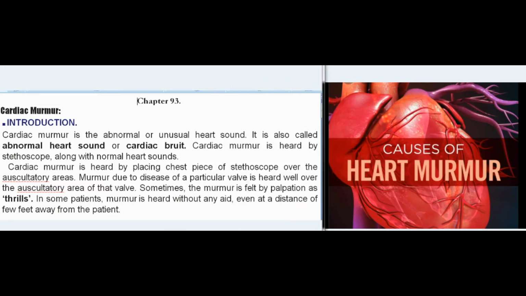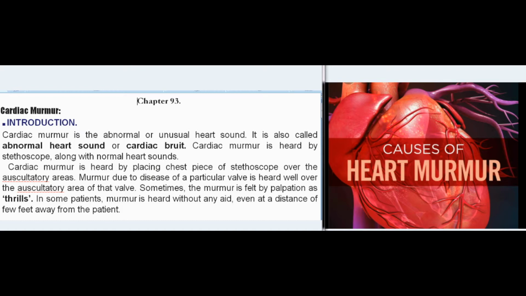Chapter 93. Cardiac Murmur, Introduction. Cardiac murmur is the abnormal or unusual heart sound. It is also called abnormal heart sound or cardiac bruit. Cardiac murmur is heard by stethoscope, along with normal heart sounds.